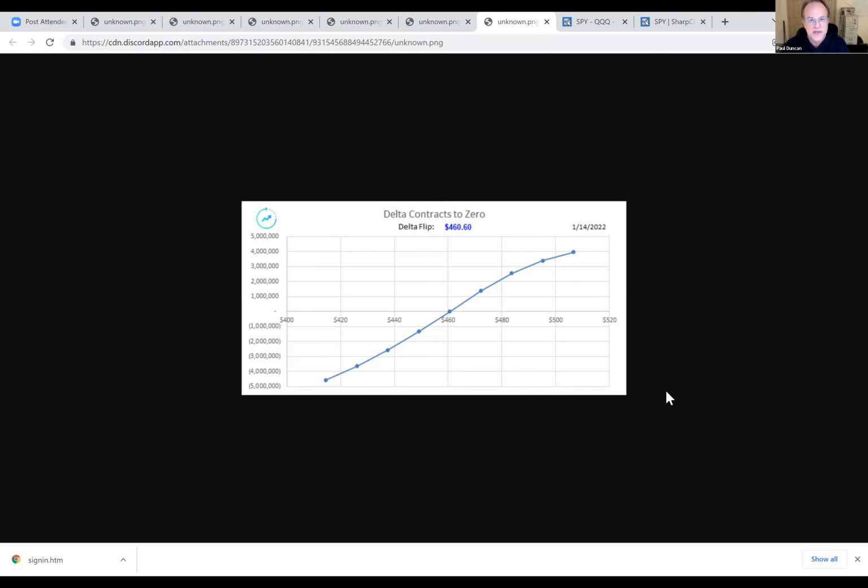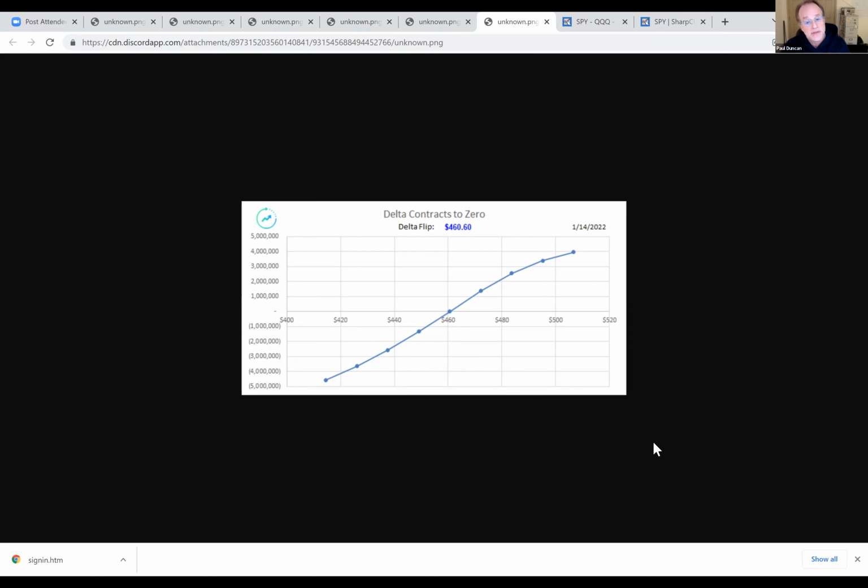The delta contracts to 0 tells us where we think, this is a theory that we have, that the dealers, on average, have no more inventory, and they're selling short if we drop below that level. So if we were to have dropped below that 460.60, we think things could have accelerated down pretty fast if we started dropping rapidly below that. So it becomes a fast moving downward plunge.